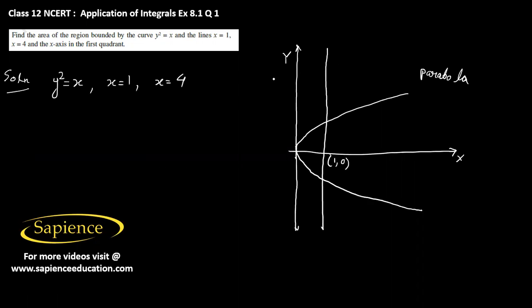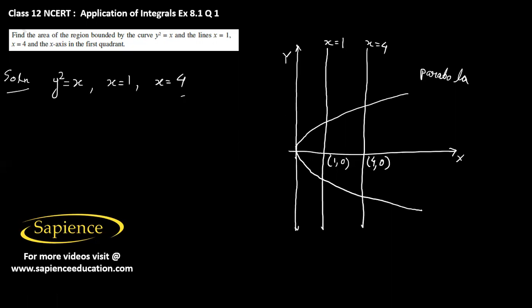And the straight line x equals to 4 will also be parallel to the y-axis, and it will intersect the x-axis at (4, 0). Okay. So the equation of this line is x equals to 4, and the equation of this line is x equals to 1.